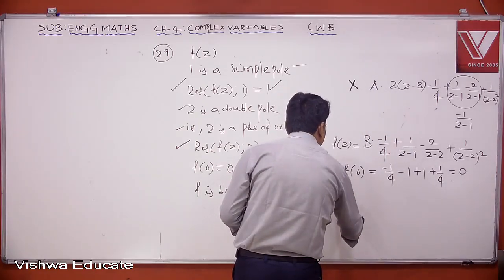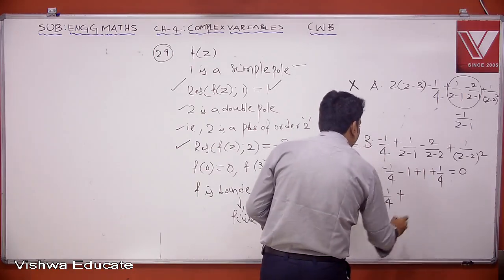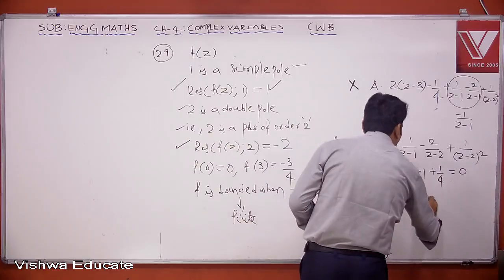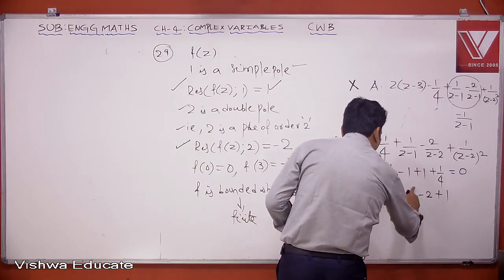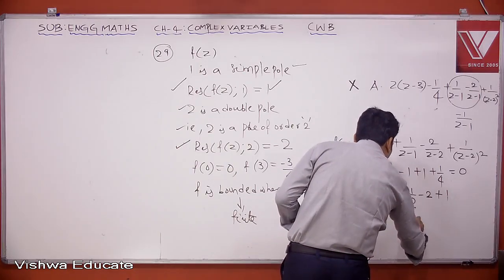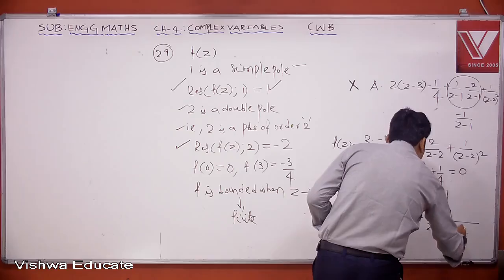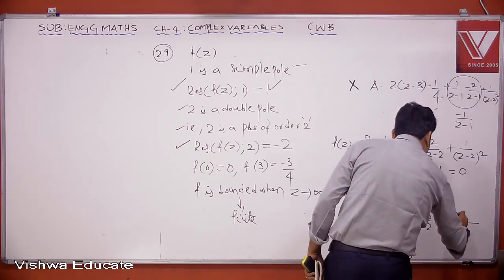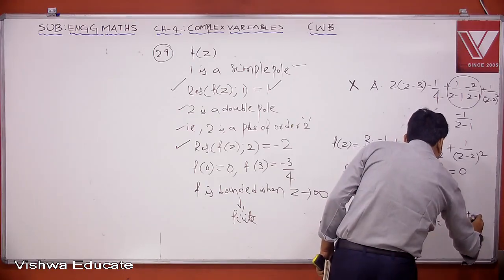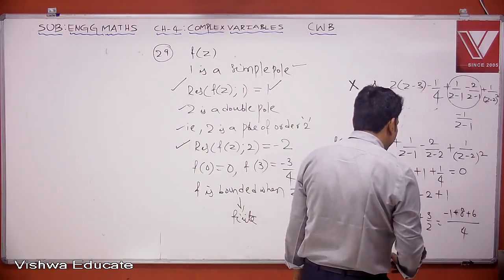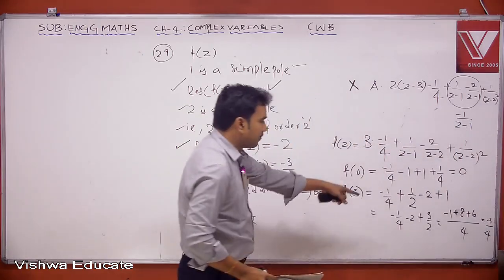And f of 3. So f of 3 is minus 1 by 4 plus 1 by 2 minus 2 plus 1. So therefore this is 1 by 2 plus 1. This is minus 1 by 4 minus 2 plus 3 by 2. When you simplify this, the LCM is 4. This is minus 1, and this one is 8, and this one is 6. So therefore this is minus 9 plus 6, this is minus 3 by 4. Even it fulfills f of 3 equal to minus 3 by 4.